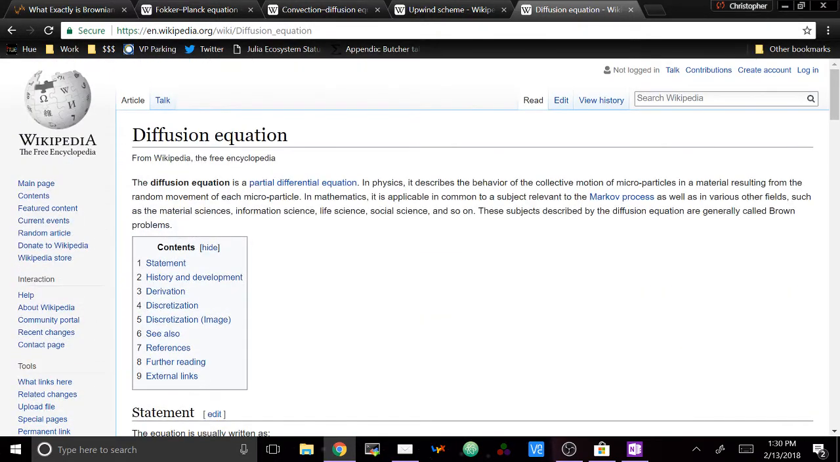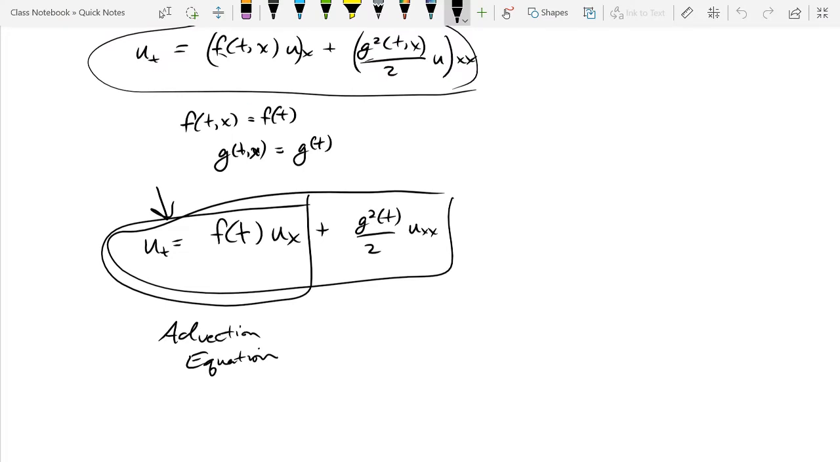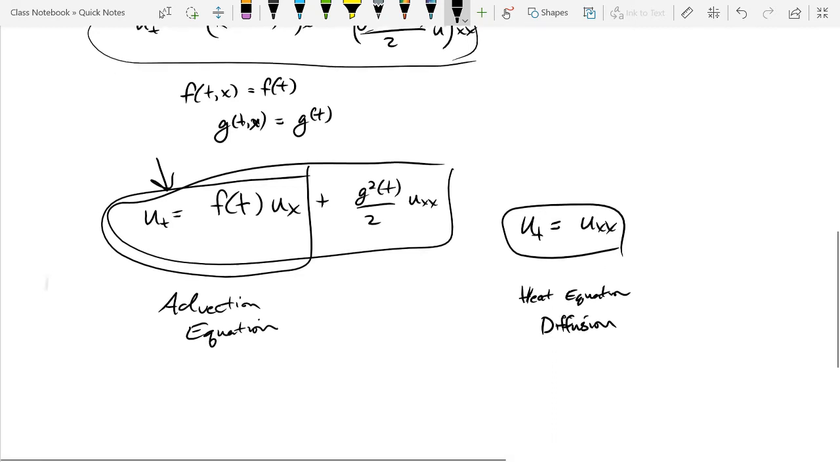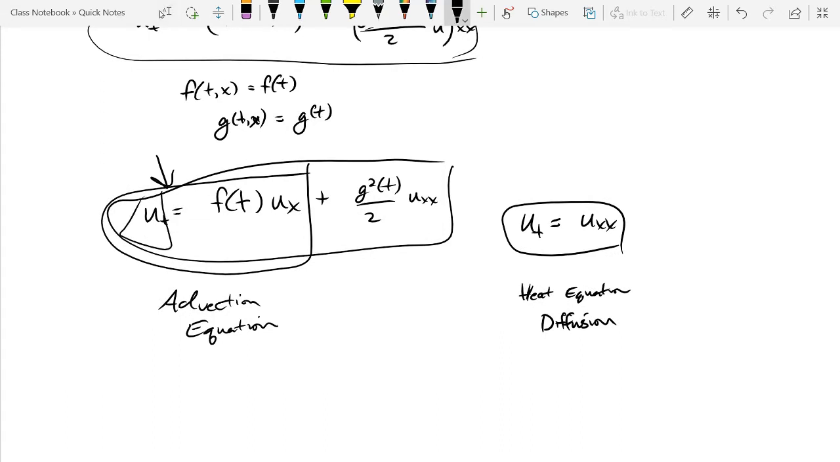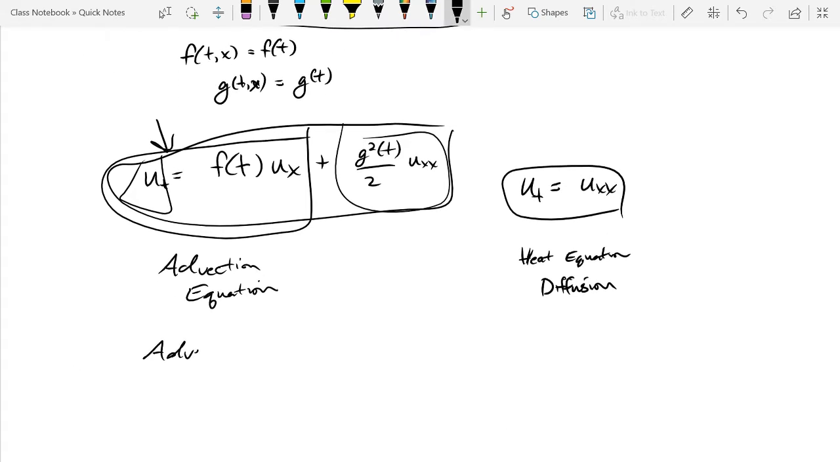Why do they have to make things so complicated? But really this u_t = u_xx, that is the heat equation, which is the diffusion equation. Right, and you'll see that this over here, that is the heat equation, the diffusion equation. So that's why this is called the advection-diffusion equation.